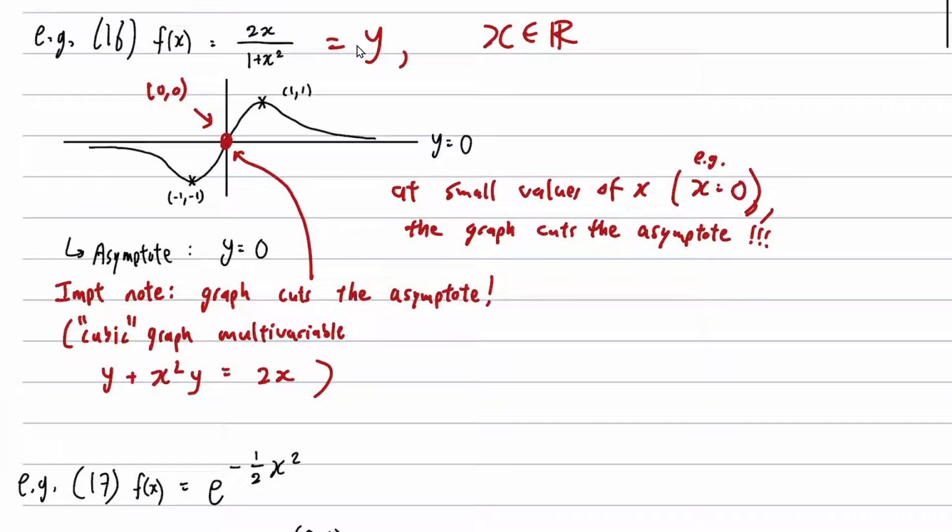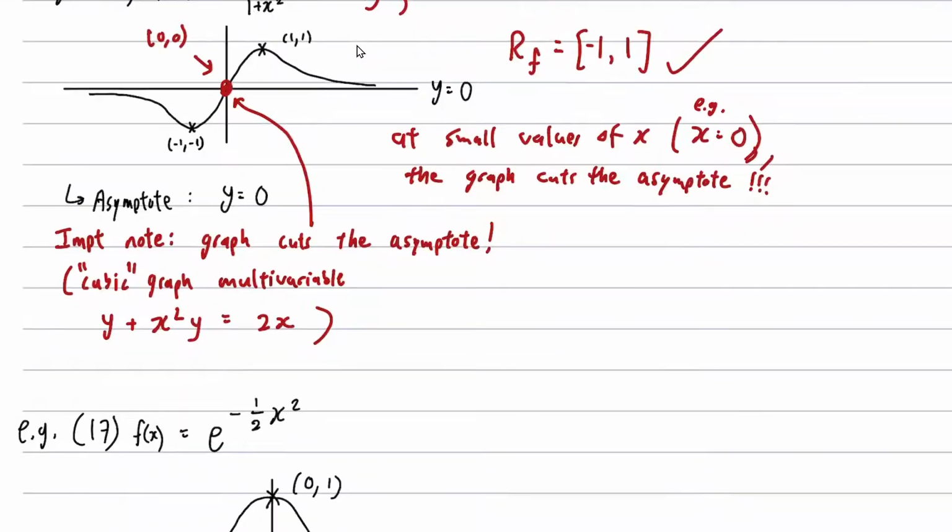Okay, so anyways, looking at this graph, there's a maximum point (1, 1), minimum point (-1, -1). So what's the range? Square bracket -1, 1 square bracket. Well done. Good. Okay. Next.